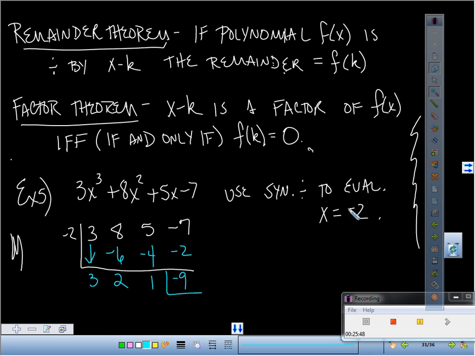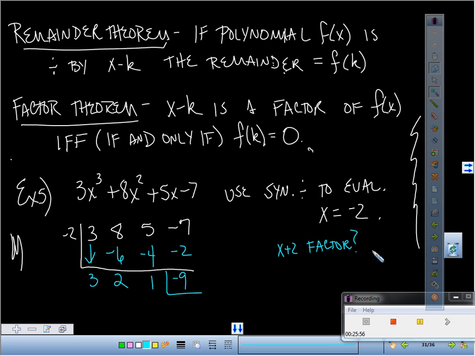Now, is x plus 2 a factor? Why? Its remainder's not 0. Guys, it went in there, it has a remainder of negative 9. Now, what does that mean? What is negative 2 and negative 9? What do they represent?